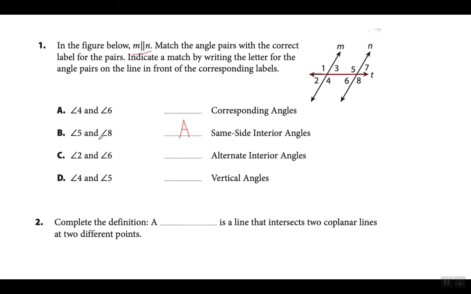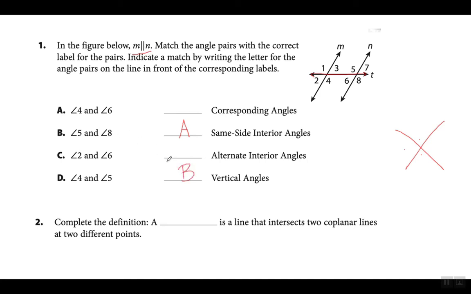Alright, next one, angle 5 and 8. Those are vertical angles. Remember, vertical angles are opposite each other, okay? So this one is vertical angles with this one, just like this one is vertical angles with this one, okay? So letter B is this one, vertical angles.